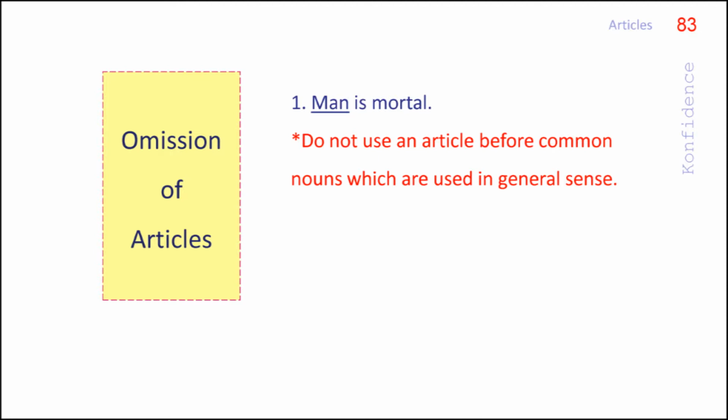This is very important because one of the grammatical mistakes in English is not using articles where they are necessary and using articles where they are not at all necessary. Look at the sentences given in the slide. Rule number 1. Do not use an article before common nouns which are used in a general sense. That's why no article is used before the word man in the first sentence. In this sentence, the word man represents the whole humanity.